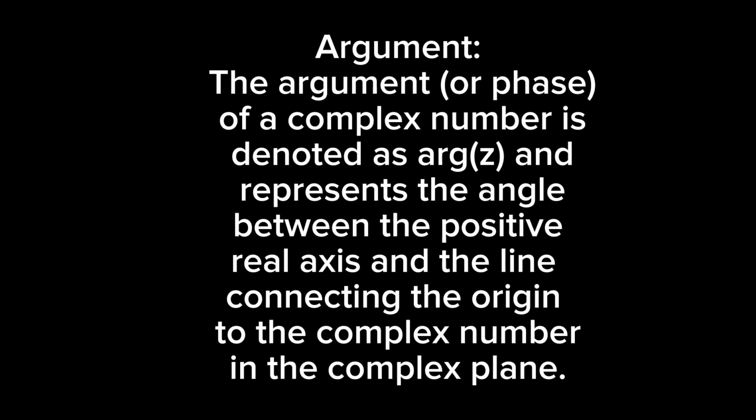Argument. The argument or phase of a complex number is denoted as arg z and represents the angle between the positive real axis and the line connecting the origin to the complex number in the complex plane. The argument can be expressed in radians or degrees.